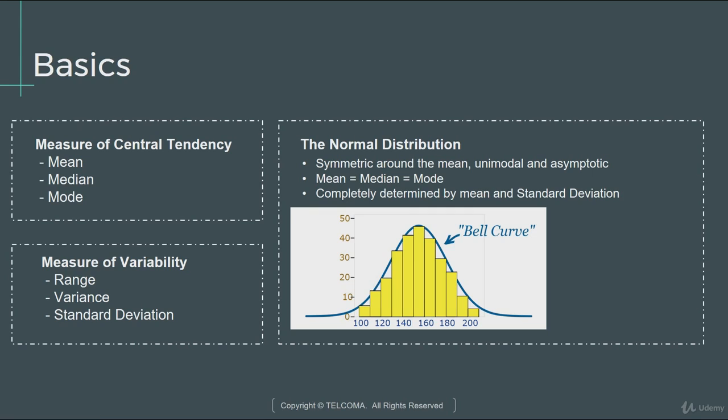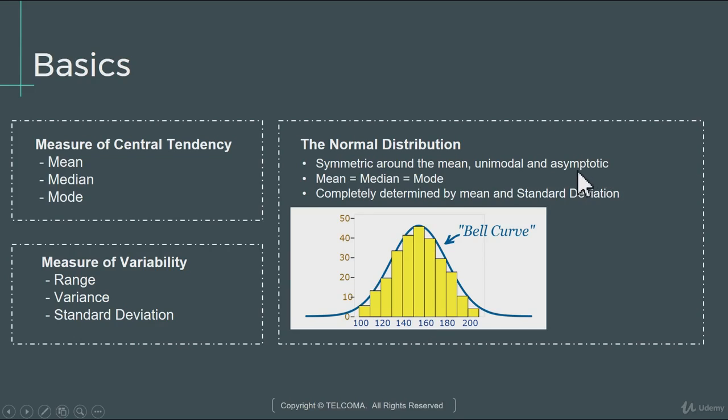So in the normal distribution, we have the property that the mean, median, and mode are the same. Let's say for this, 150 would be the mean, 150 would also be the mode, and the middle value will also be 150. That's one property of the normal distribution.